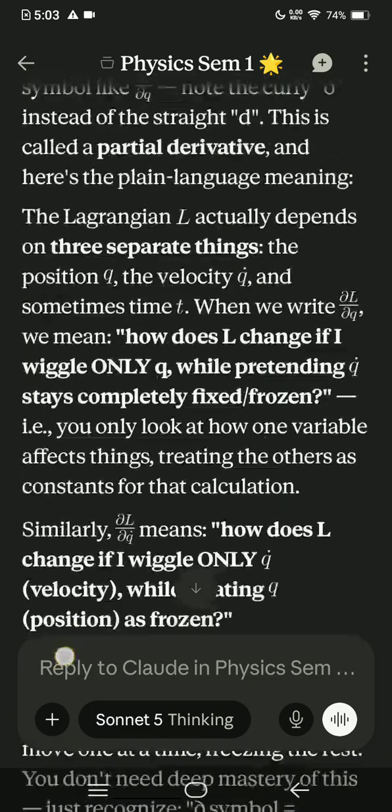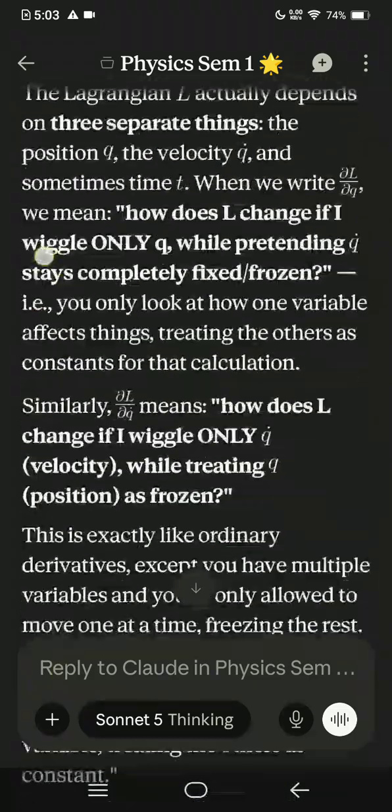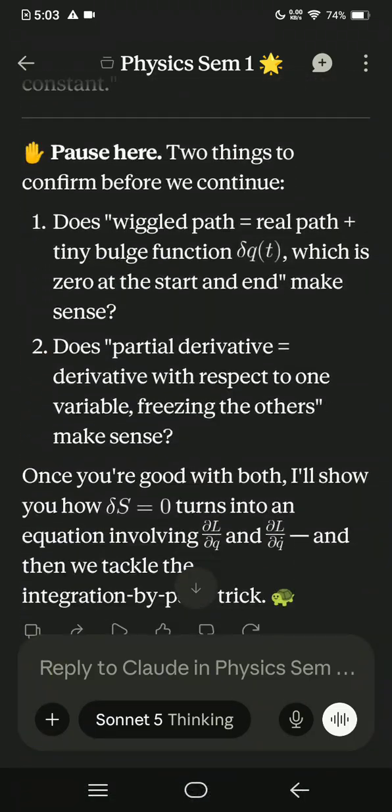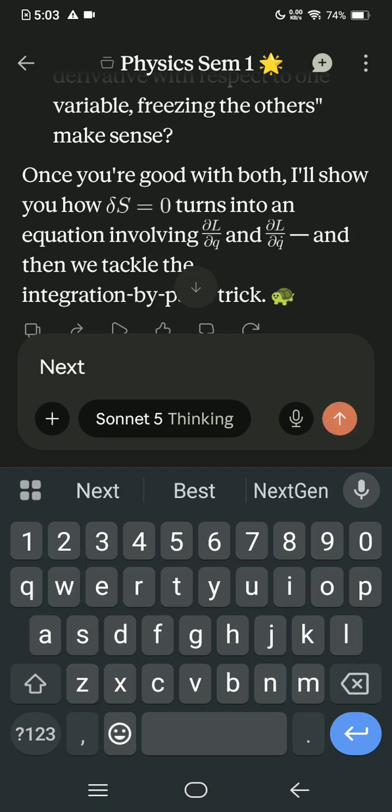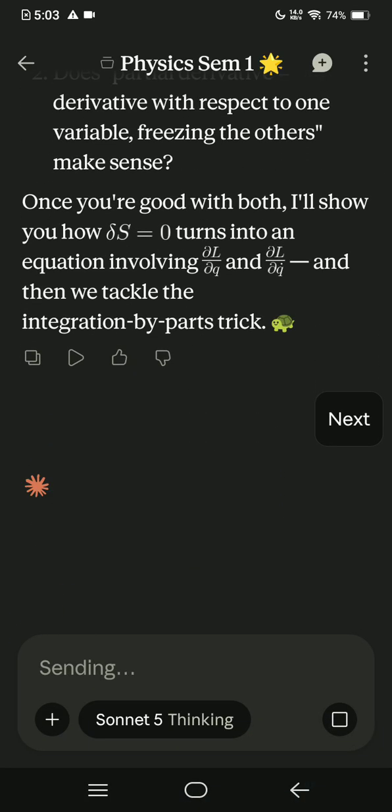Okay, but I didn't understand this path. But I did have a little idea about partial differentiation. Anyway, so pause here, two things to confirm before we continue. Does the wiggled path equals real path plus tiny bulge function, which is zero at the start and end, make sense? Yes. Does the partial derivative with respect to one variable, freezing the others, make sense? A little bit actually. Once you're good with both, I'll show you how this turns into this. I'll just move on because I don't want to waste more time.